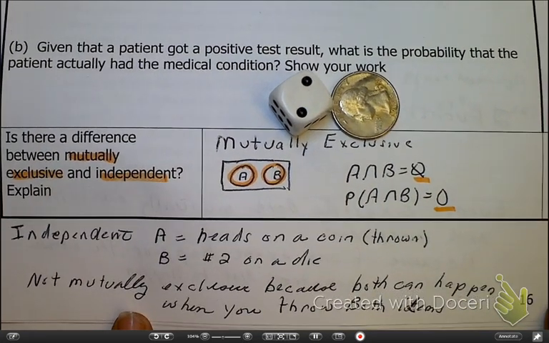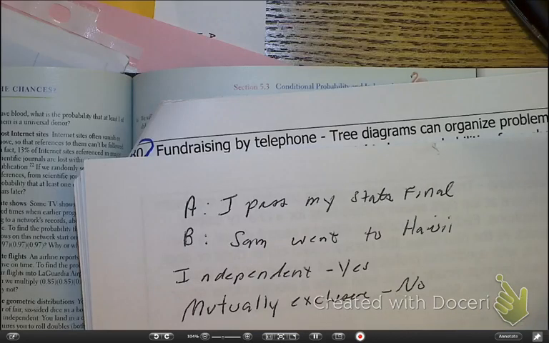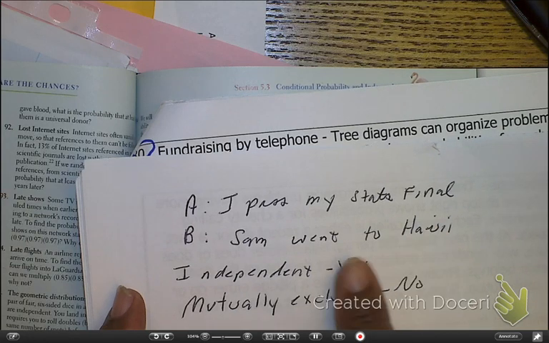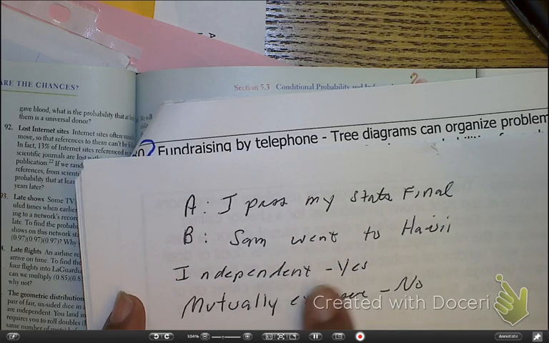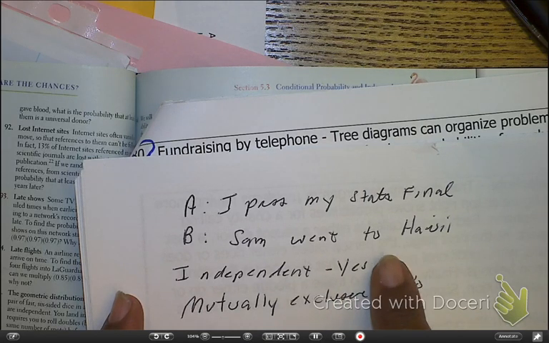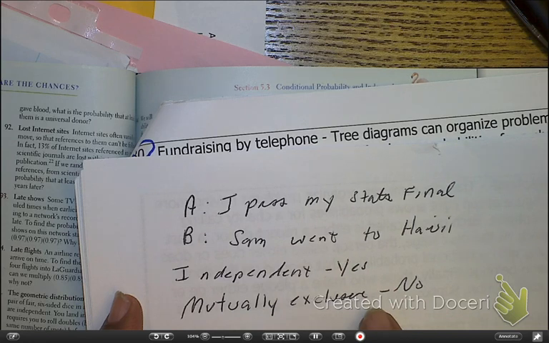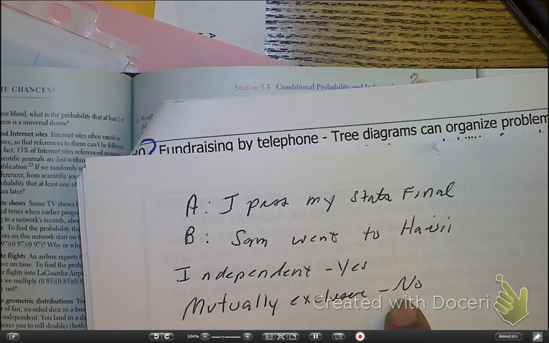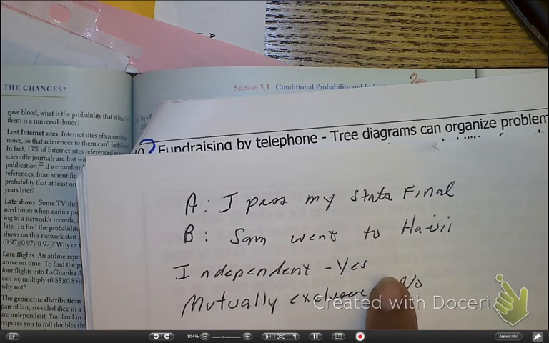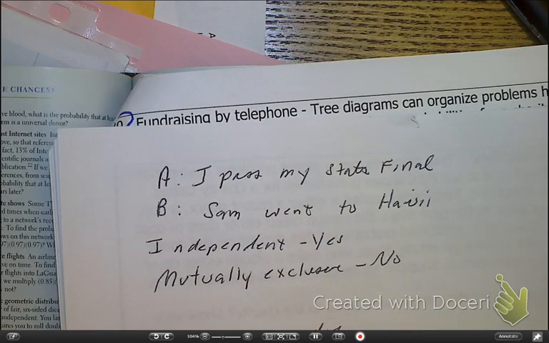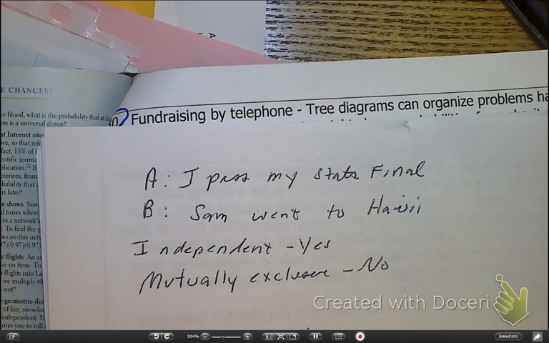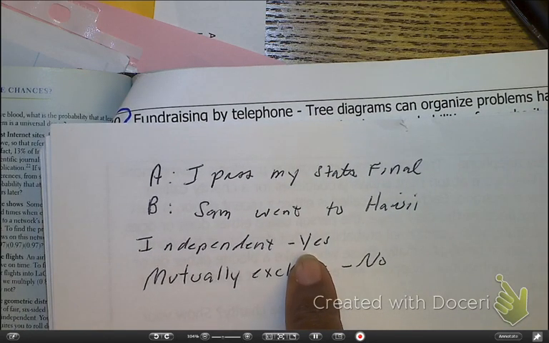Okay, so now, next example. I passed my statistics final, that's event A. Event B, Sam went to Hawaii. Well, yes, they are independent because passing the AP statistics exam has nothing to do with him going to Hawaii. But are they mutually exclusive? The answer is no, because it is possible for him to pass the statistics exam and go to Hawaii. Now, I know what your thoughts are. Are they truly independent? Well, let's say that there's a parent that says, I don't care what happens on your test. You get to go anyway. If that's the case, they are totally independent of each other.